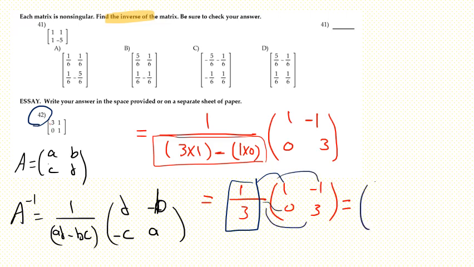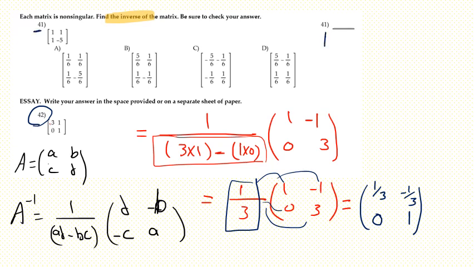So it's equal to 1 over 3, and you can keep it as a fraction. And 1 over 3 multiply 0 is 0. 1 over 3 multiply negative 1 is negative 1 over 3. 1 over 3 multiply 3 is 1. So this is the inverse of the matrix. Now let's go to question 41.